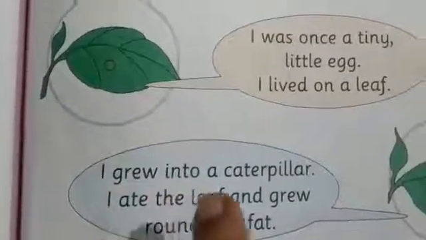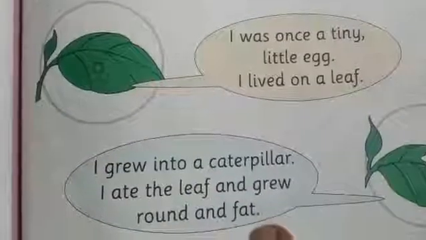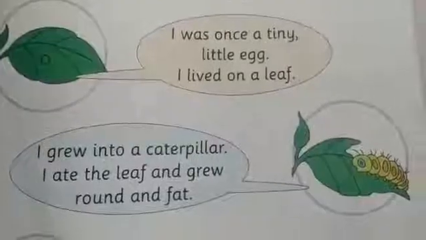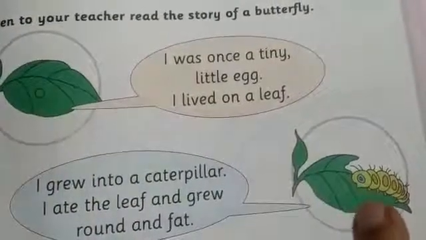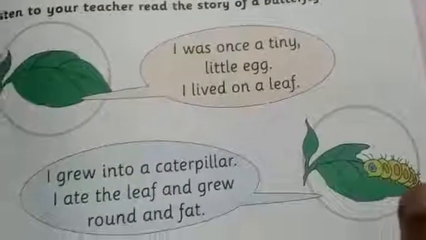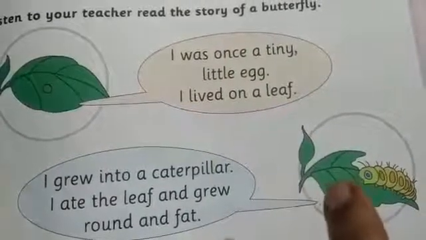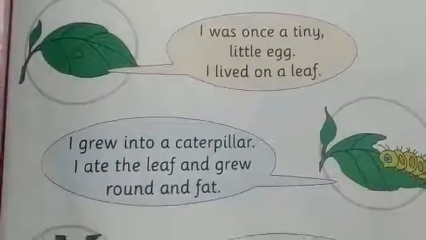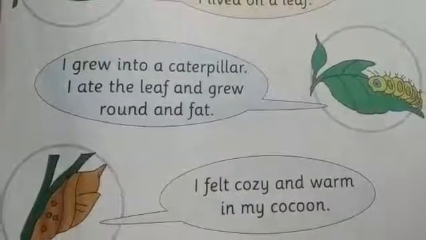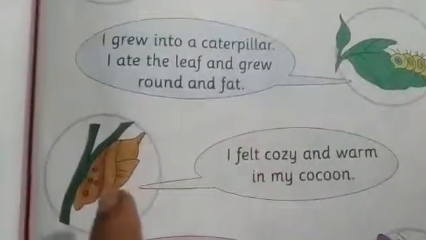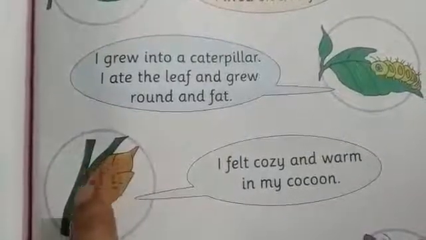I grew into a caterpillar. I ate the leaf and grew round and fat. So the next stage, it was a caterpillar. From egg, after a few days it changed into a caterpillar. When it is a caterpillar, it will stay on the leaf, and the leaf is the food of a caterpillar. After caterpillar, I felt cozy and warm in my cocoon. The next stage after caterpillar is cocoon. It has wrapped itself inside a cocoon.